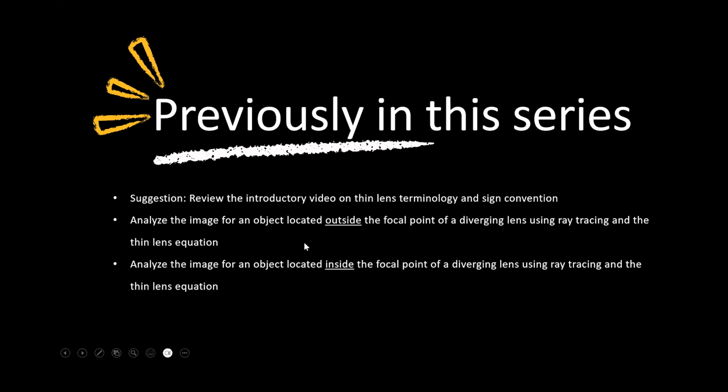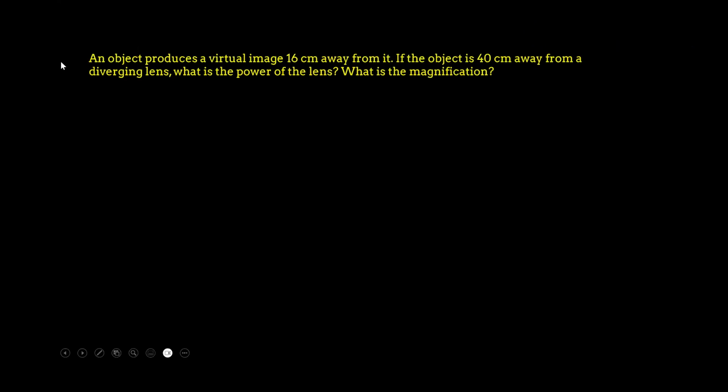So let's begin. We have an object that produces a virtual image 60 centimeters away from it. Again, we're talking about a diverging lens. When we talked about it in the previous video, if this is the lens and this is the object, the image has to be to its right. And they're 16 centimeters apart, if the object is 40 centimeters away from the diverging lens.